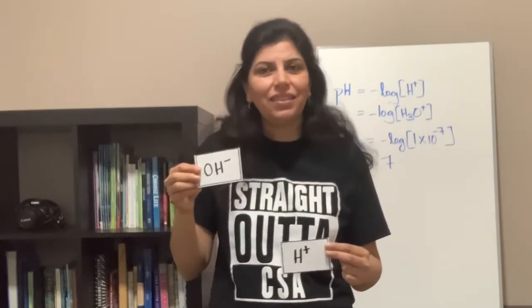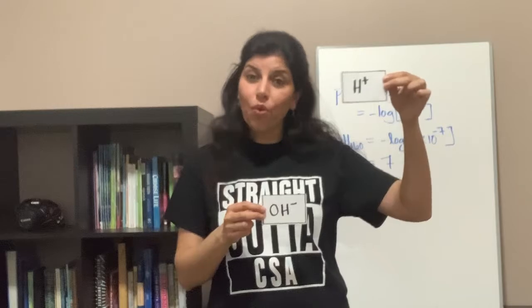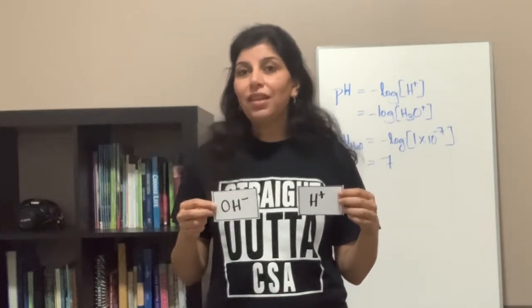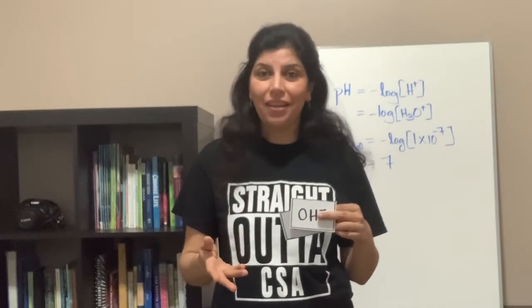So those are bases. Now if the pH is less than 7, then the hydrogen ion concentration becomes more than the hydroxide ion concentration. And what that means is when you dissolve any substance that's acidic in nature, it releases or produces or donates hydrogen ions, right?